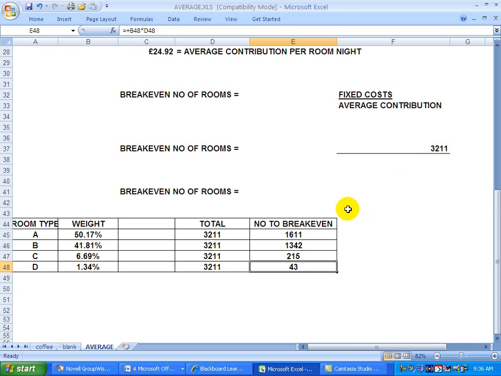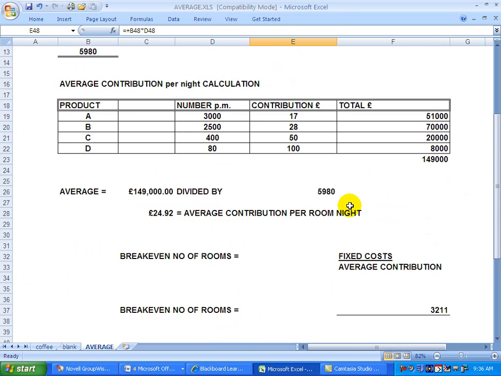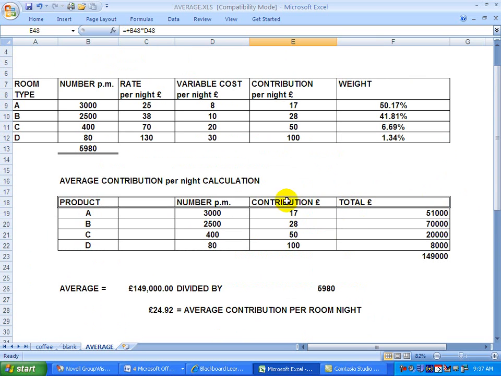Now all of this in Excel format as a spreadsheet is available on the website, so you can go in there and click and find out the formulas that I've used and see how that's been put together.